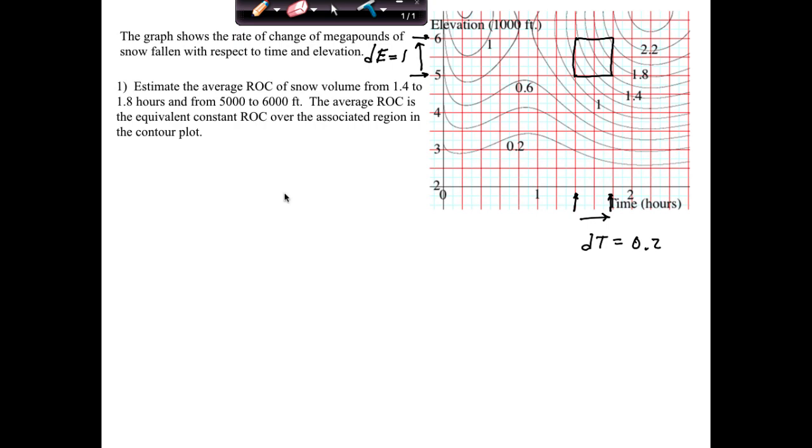Well, I would need a single rate of change, right? So we need a single rate of change for that. What would you say? Would you say 0.2? Would you say 2.2? So what would you estimate for that rate of change for that time interval and elevation interval? What's that? He wants 1.5.